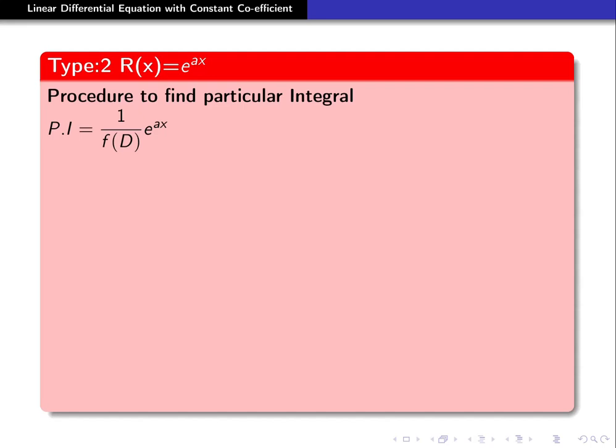So f(D) is the given term. We replace D = a in e^(ax). So wherever capital D is in f(D), we replace it with a, and we get the particular integral, provided f(a) is non-zero.